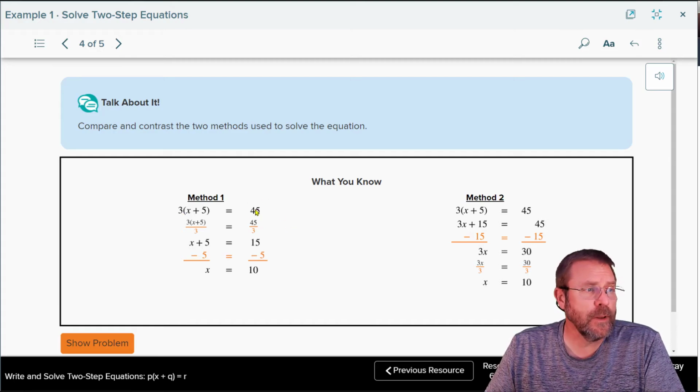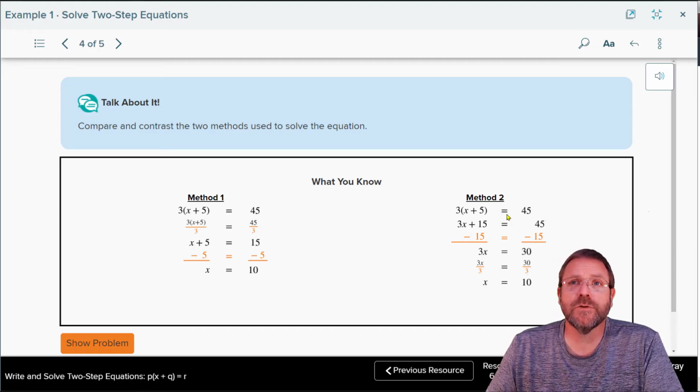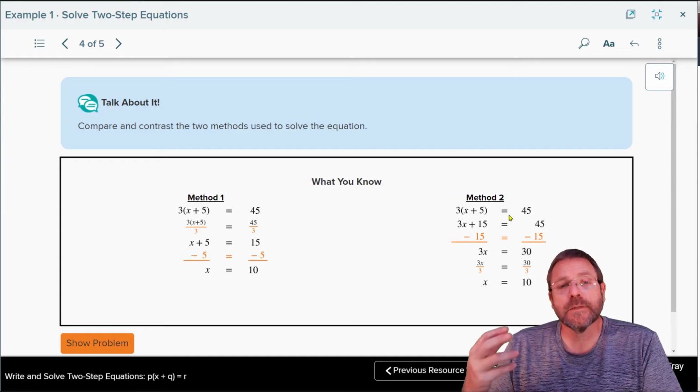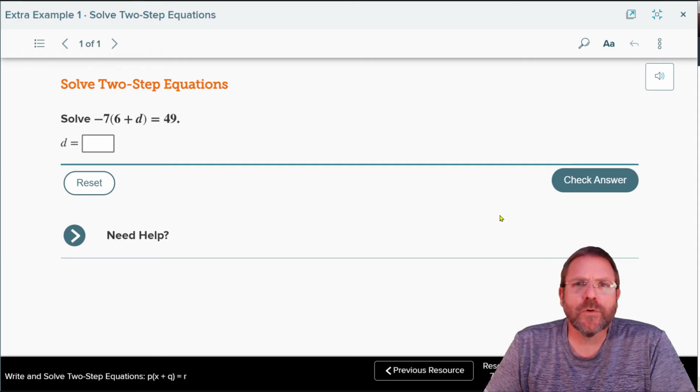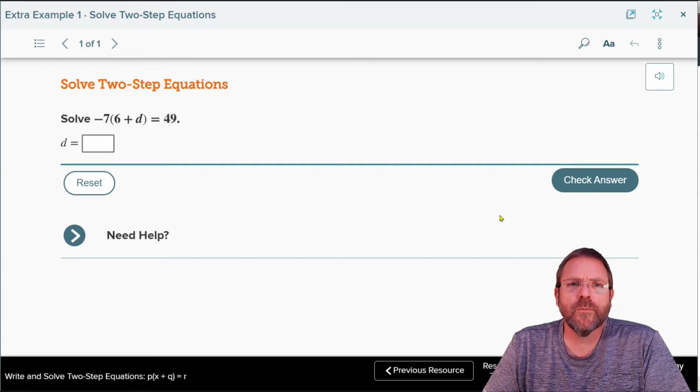If your number on the right is not divisible by the number you're dividing both sides by, I would encourage you to use a distributive property. Otherwise, you're going to end up with decimals or fractions you have to chug your way through instead of just being able to do some straight basic calculations. And now it's going to be your turn. Pause the video, work this problem, show me what you did.